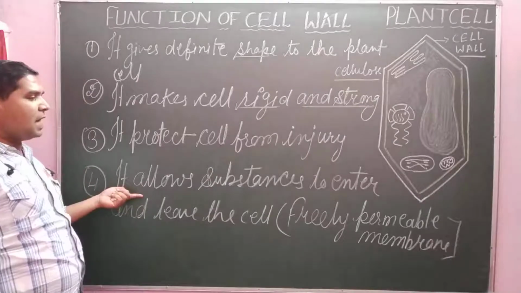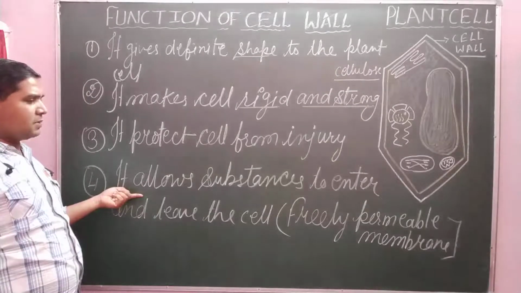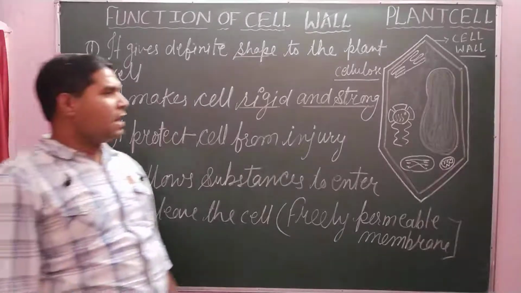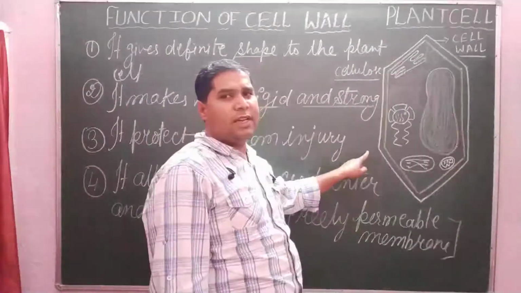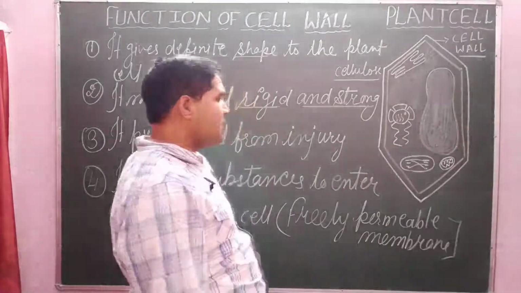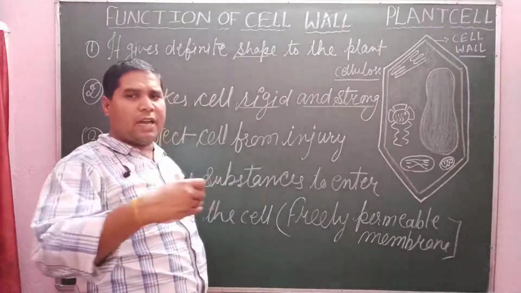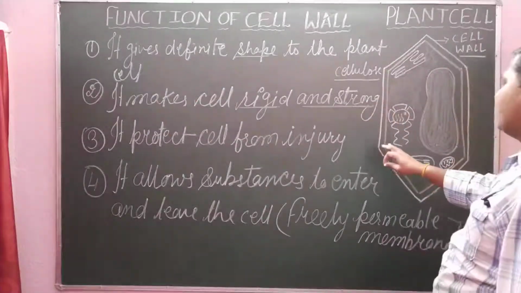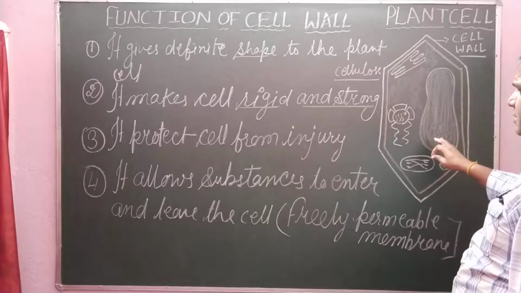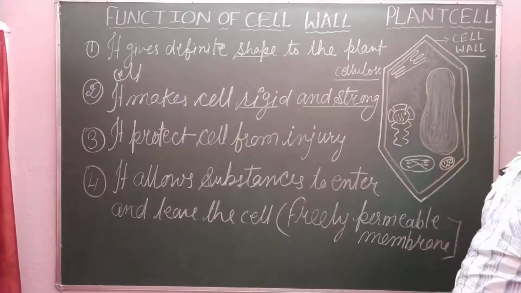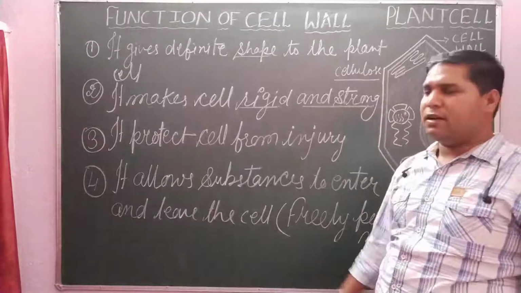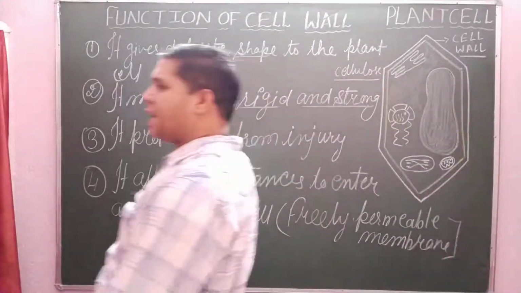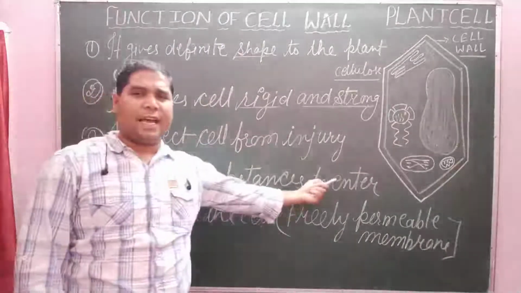Fourth, it allows substances to enter and leave the cell. Dear student, this is an important function of the cell wall. It allows only those substances to enter and leave which are important for the cell. So dear student, it allows the substances to enter and leave the cell.